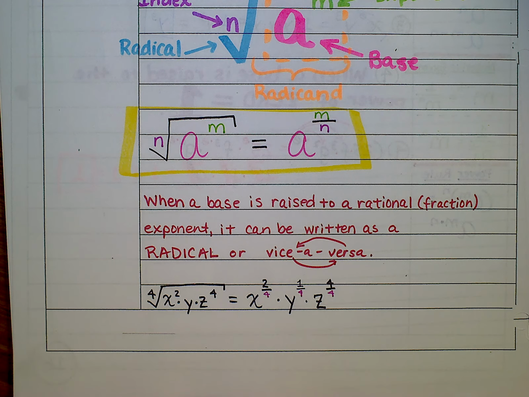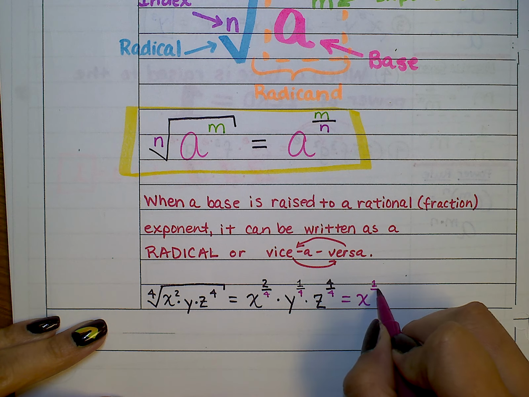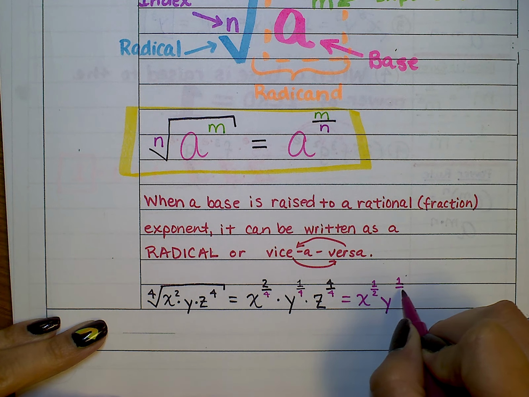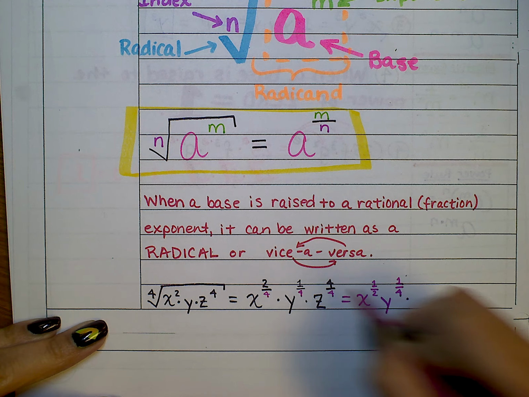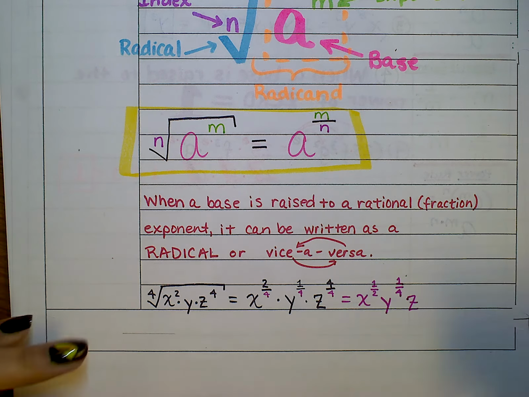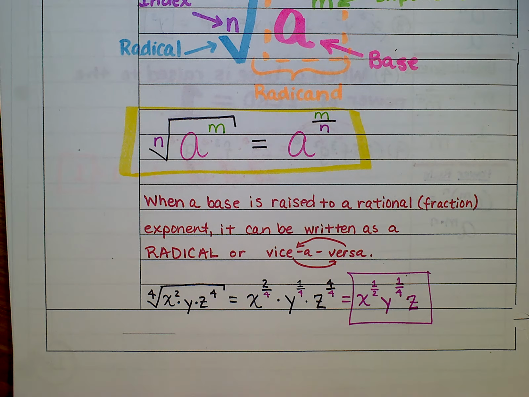Last thing I would do is just try and reduce 2 over 4, that's equivalent to 1/2. So x to the power of 1/2, y to the power of 1/4. And of course, 4 over 4 reduces to 1, so that would be z, well, just z. Alrighty, that's it.